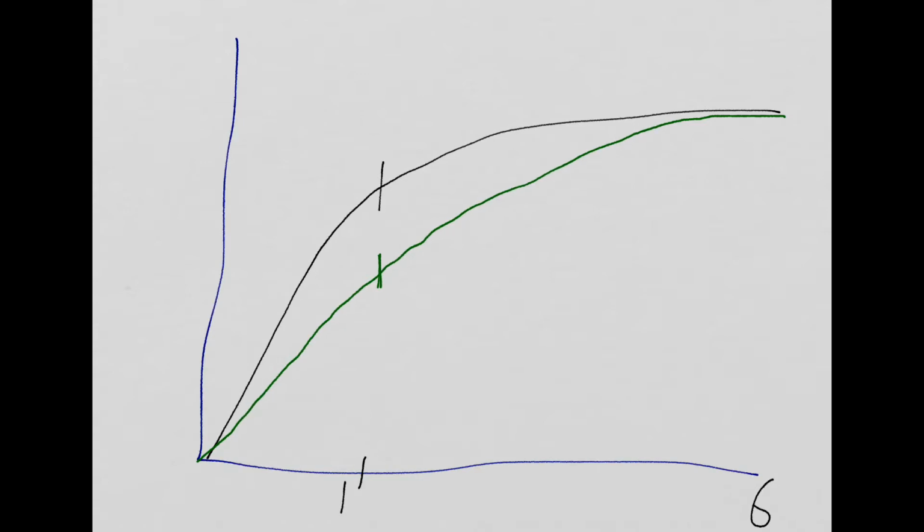Whereas when we think about restrictive disease, what we're going to find is the flow is pretty much the same, but the volume is lower. Okay, so there's that variation between obstructive and restrictive disease.